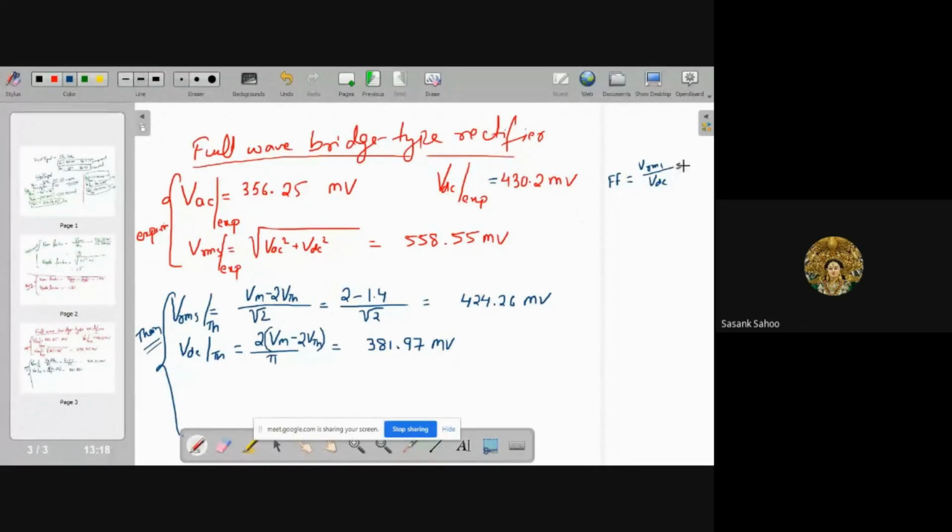1.49 रिपल, सॉरी 1.1, 1.11 है ना? 11. अच्छा, यस सर, रिपल फैक्टर 1.49. You know the formula for ripple factor, no? Square root of form factor square minus 1. Okay. Now theoretical one, theoretical का बताओ.